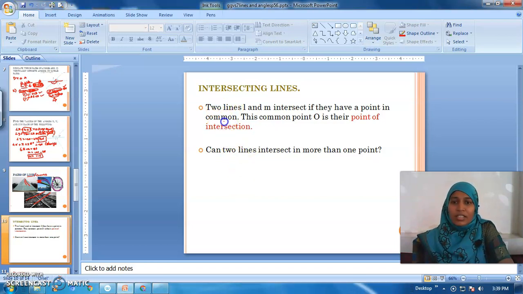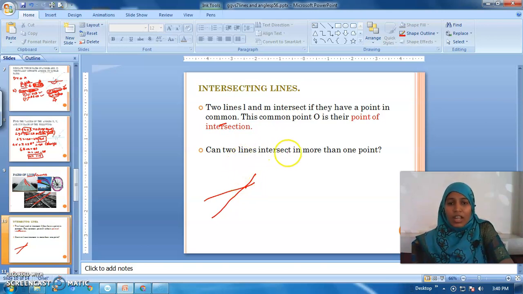So, two lines L and M intersect if they have a common point. Two lines will meet only if they have a common point. If they have a common point, they are meeting each other. This common point is called the point of intersection. Can two lines intersect in more than one point? Is it possible? Try to draw and see whether it's possible to intersect at more than one point with only two lines. I think you will be drawing such lines.